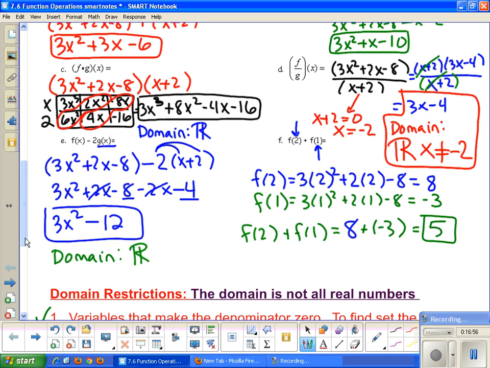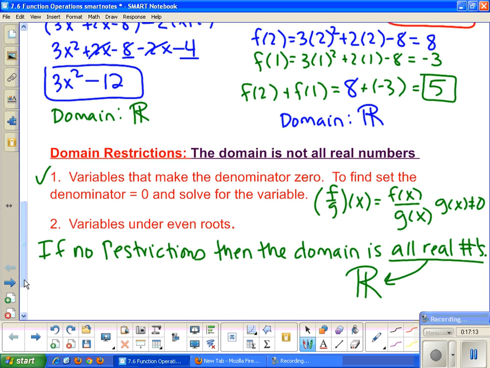Now for this, the domain, I don't have any variables in my denominator, and if I were to graph this, y equals 5 would be a horizontal line. So the domain would be all real numbers. So again, make sure you have that written down.